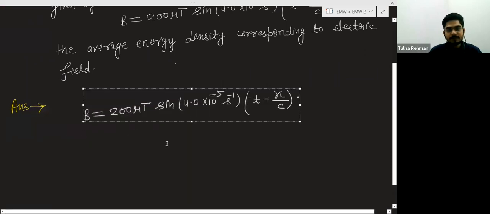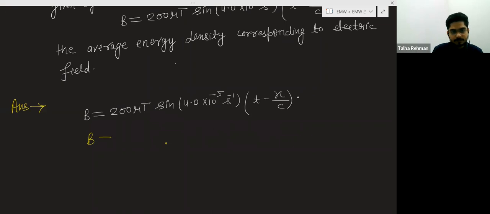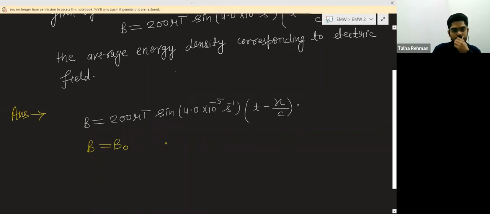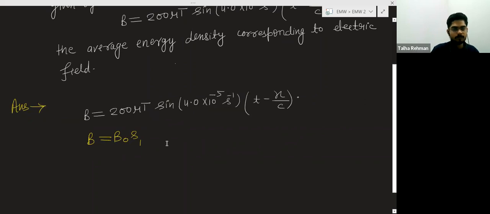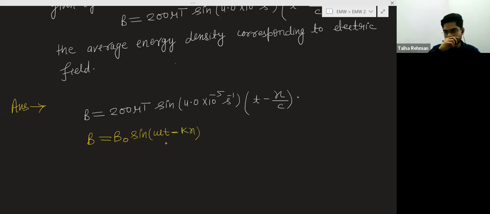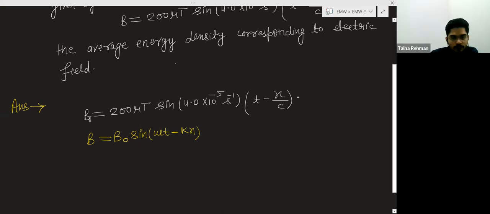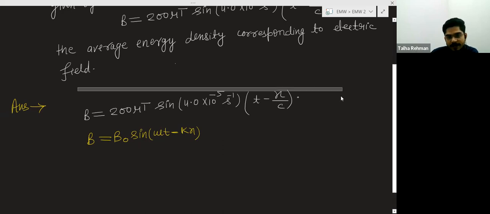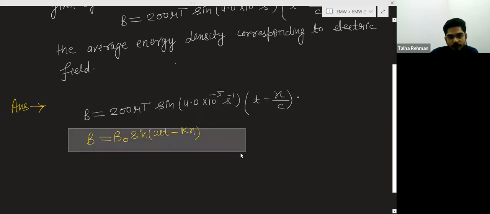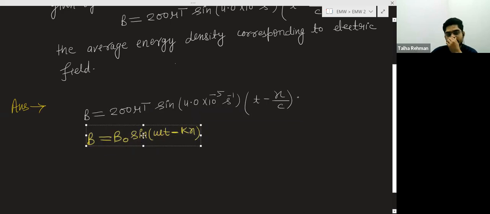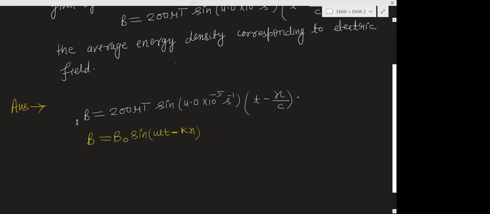Can you tell me what is the peak value of the magnetic field? Matthew, can you tell me what is the peak value of the magnetic field? For 400 raised to minus 5. No, no, no, no. This is the equation of the magnetic field given. So what you will do, you will compare with this equation, B is equal to B naught sine omega t minus kx. So omega t will be 4 into 10 raised to minus 5.